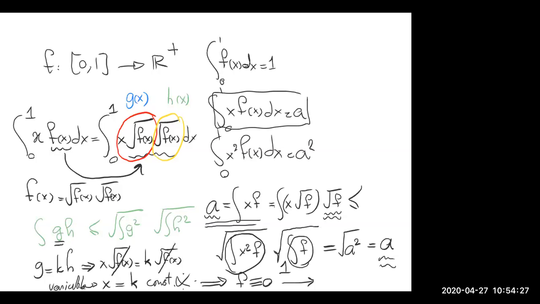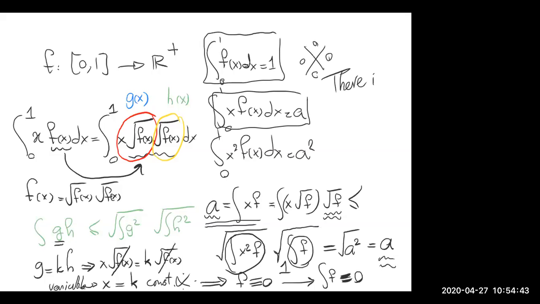But if f is 0 everywhere, what would be its integral? Its integral would be also 0, right? But we assumed that its integral is 1. That's, again, a contradiction. So there is no function f satisfying all 3 conditions. So there isn't any function like that.